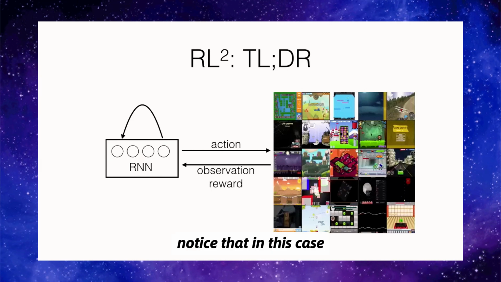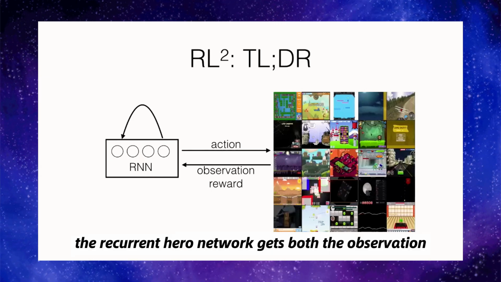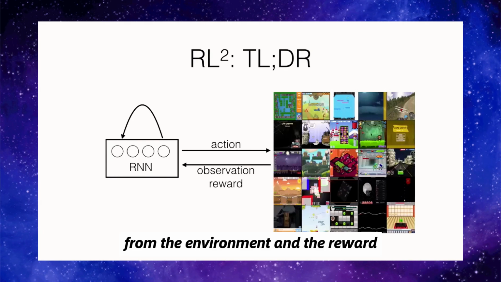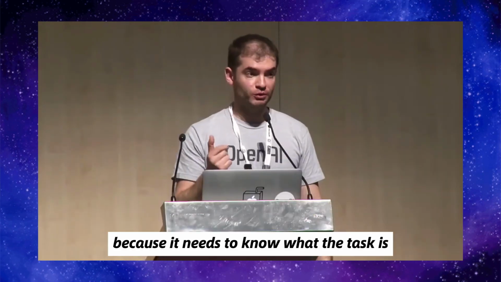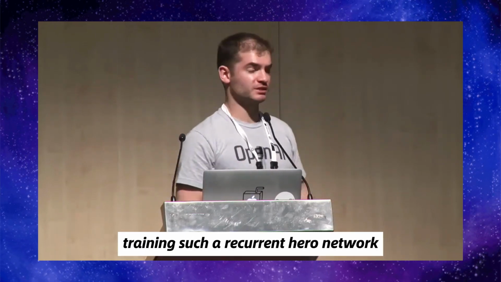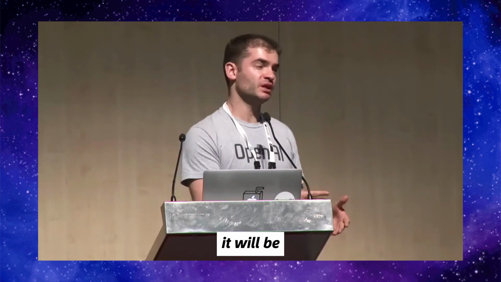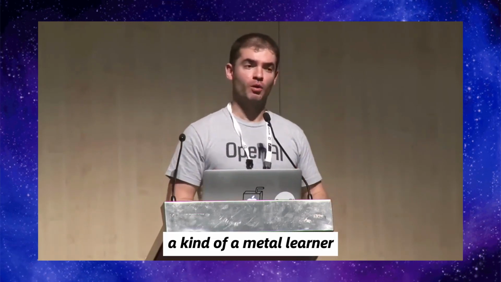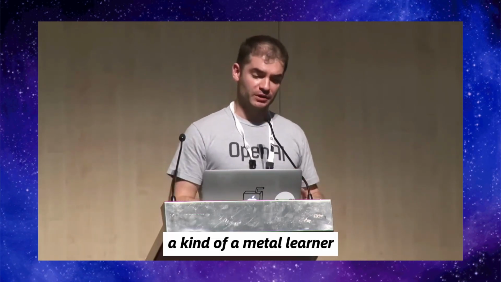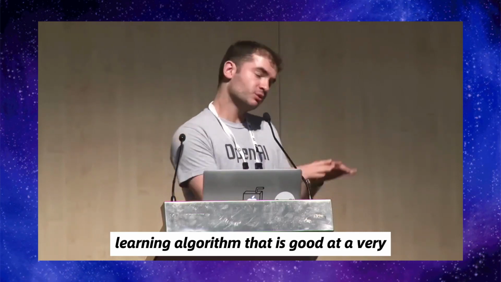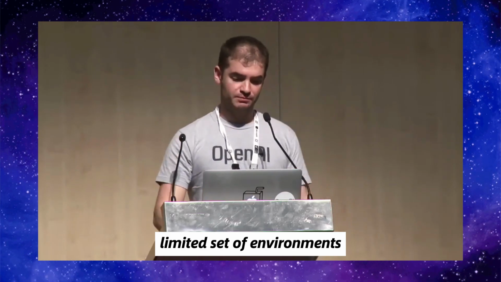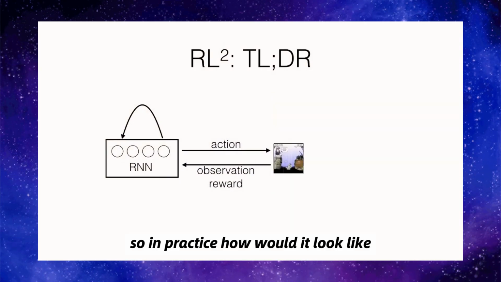Notice that in this case, the recurrent neural network gets both the observation from the environment and the reward. The recurrent neural network needs to know the reward because it needs to know what the task is. And so that means if we succeed in training such a recurrent neural network, it will be a kind of meta-learner. It will be a very specialized reinforcement learning algorithm that is good at a very limited set of environments.